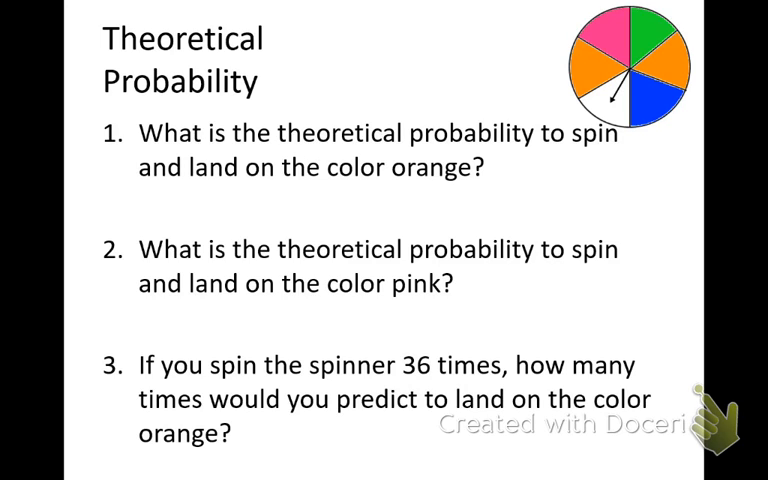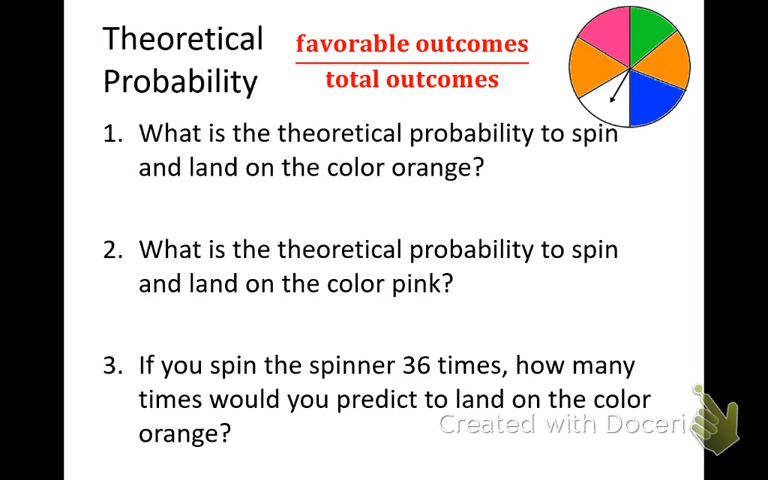So what should happen? What did the fraction look like for theoretical probability? Favorable over total. So favorable outcome over your total number of outcomes. So favorable over the total outcomes.